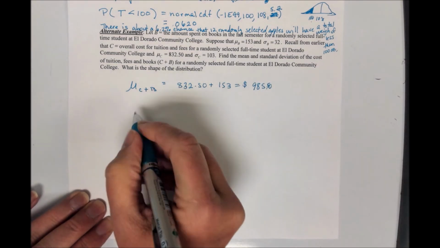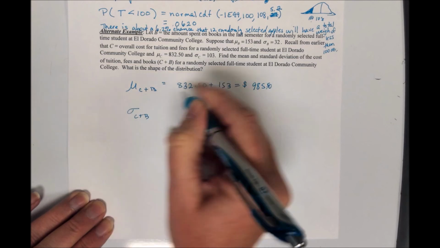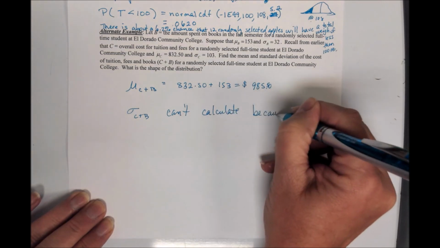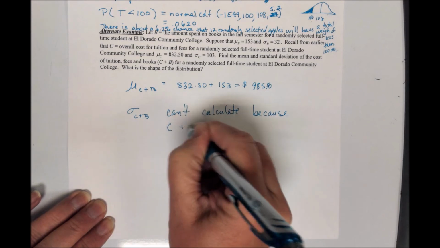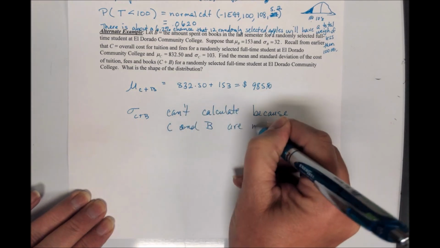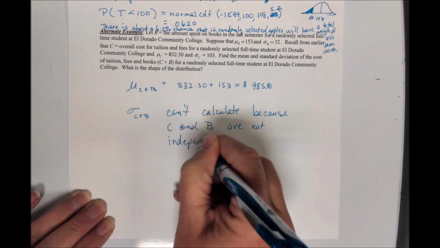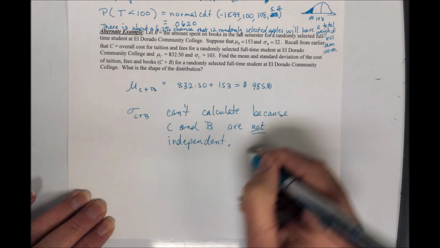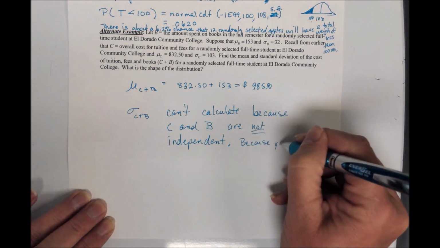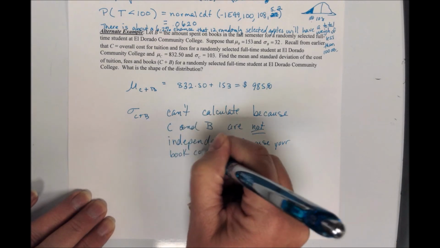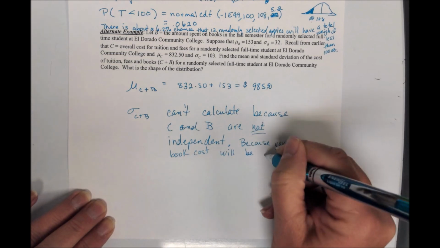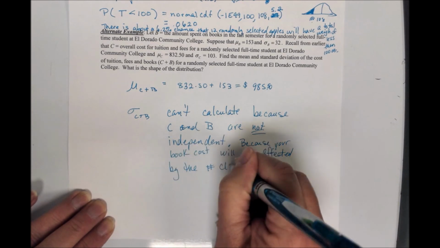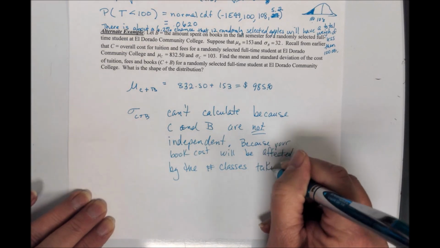And then the standard deviation of C plus B, guess what? We can't calculate it because we can only add variances when the random variables are independent, and C and B are not independent. And why are they not independent? Because your book cost will be affected by the number of classes you take, or units taken. So that is going to affect your cost.